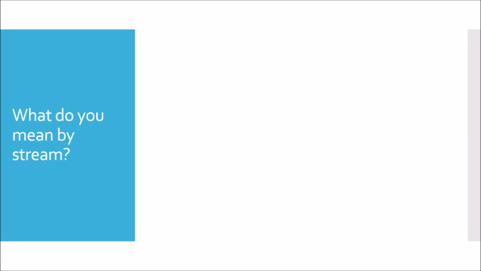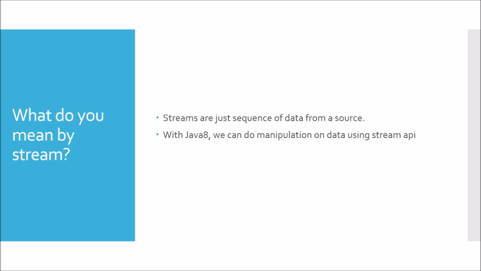To answer this question, streams are just a sequence of data from a source. With Java 8, we can do manipulation on data using the Stream API easily. For example, YouTube is a streaming platform. So when you're watching a video, or when you started this video, all the content of the video is not loaded at once. As time elapses, the content of the video comes to you. This is called streaming.